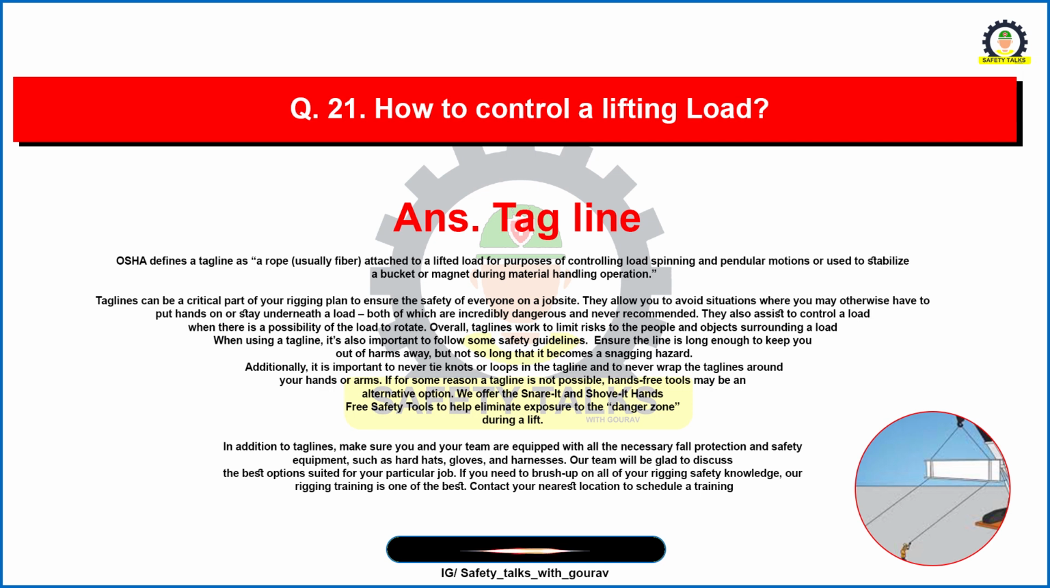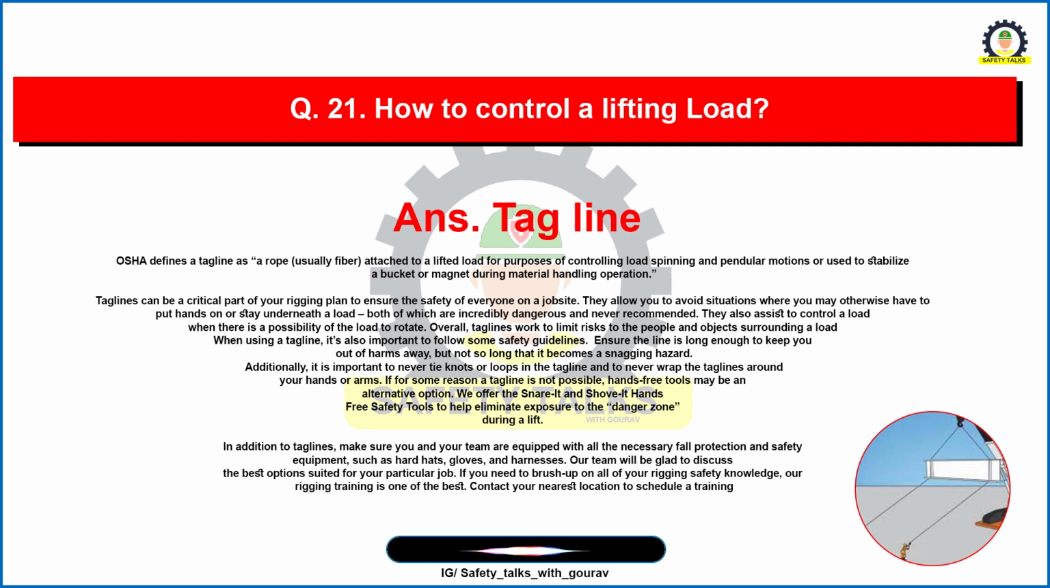A tagline can be a critical part of your rigging plan to ensure the safety of everyone on a job site, but it also allows you to avoid situations where you may otherwise have to put hands on or stay underneath a load, both of which are incredibly dangerous and never recommended. They also assist to control a load when there is a possibility of the load rotating. So overall, taglines work to limit risk to the people and objects surrounding a load.